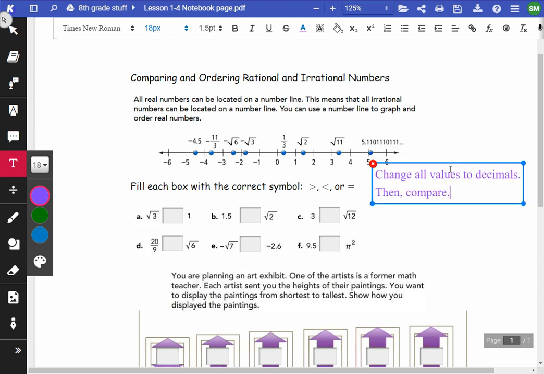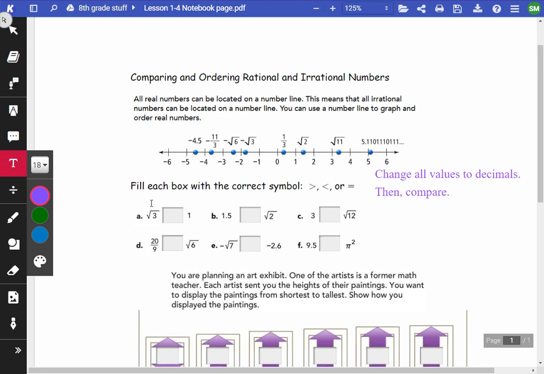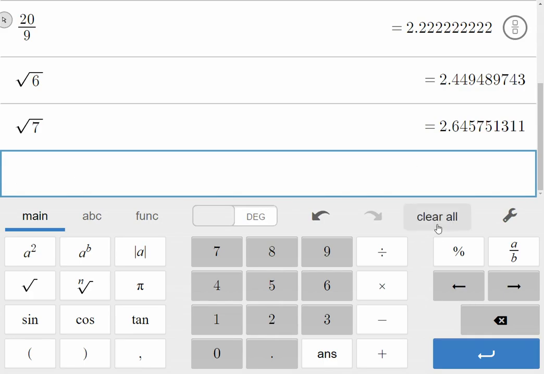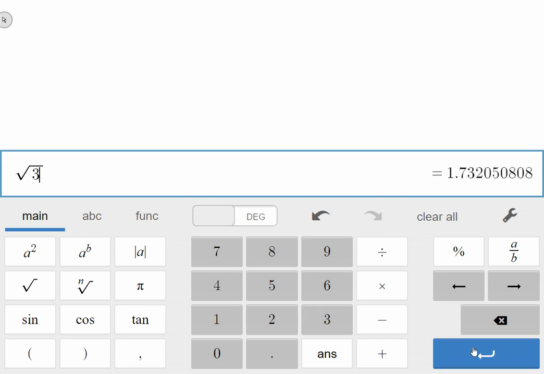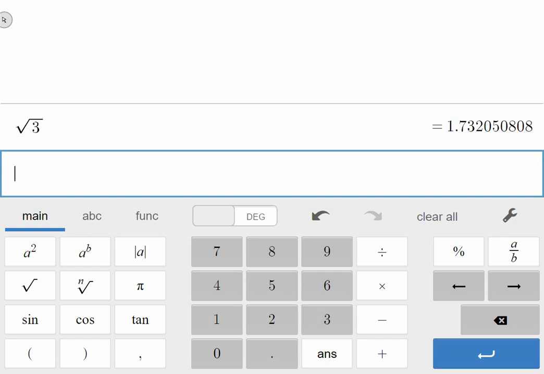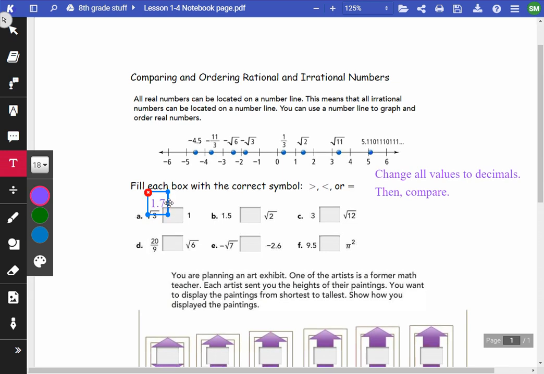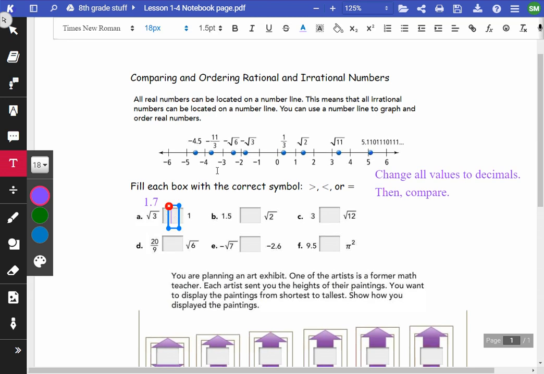All right. So here on A, we have the square root of 3 and we have 1. 1 is already in the decimal form, but I'm going to go over to my calculator and do the square root of 3. And look, that's about 1.7. So here I go back to my notes. 1.7 I'm going to put right there. So the square root of 3 is about 1.7. How does that compare? 1.7 is greater than, less than, or equal to 1. If you were thinking greater than, you are correct. And I'm just using the greater than on my keyboard that's down with the period and the comma.